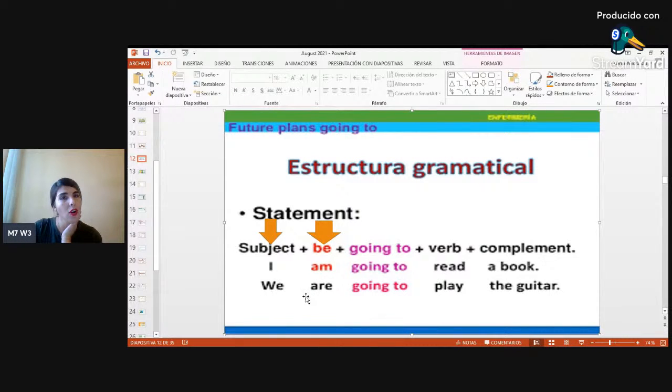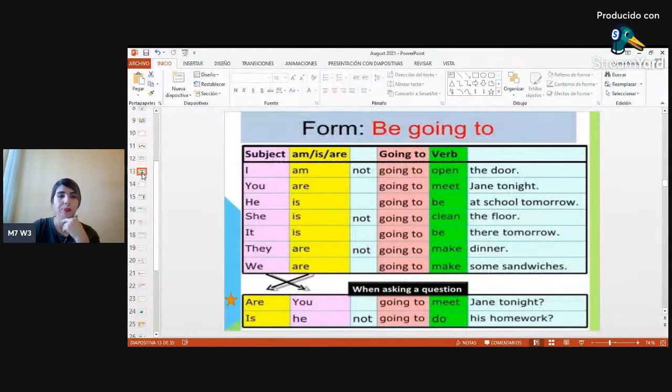Como nosotros, acuérdense que vamos a omitir el verb to be en traducción únicamente, porque en pronunciación tenemos que ponerlo, es decirlo, y en escritura también. Entonces, nosotros decimos: we are going to play the guitar. Vamos a tocar la guitarra, ¿ok? Recuerden que play puede ser jugar o tocar un instrumento.